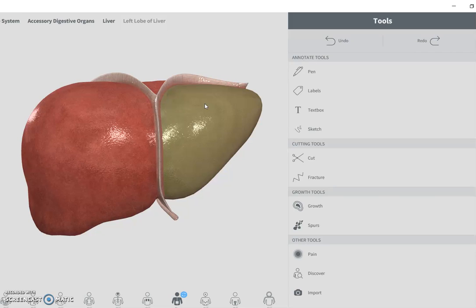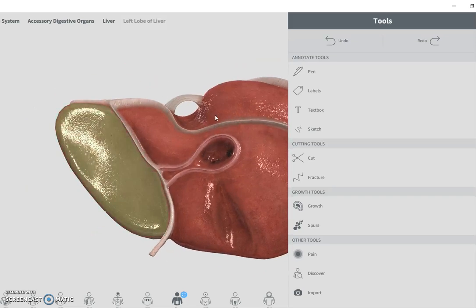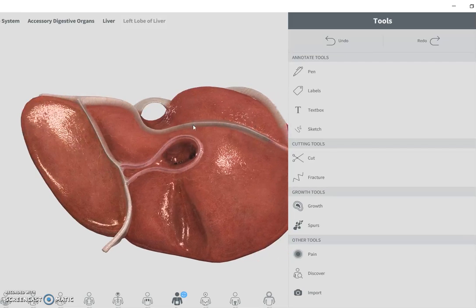Only when you go to the visceral surface can you find the other two lobes, that is the caudate as well as the quadrate lobes. So as you go there, then only you can find the caudate as well as the quadrate lobes. So this is the caudate lobe and this is the quadrate lobe. This is the right part, left part, caudate, and quadrate.